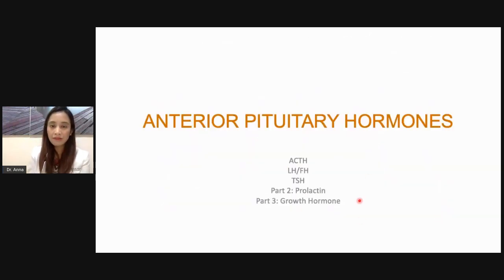So we'll discuss one by one the different anterior pituitary hormones. For ACTH, LH, FSH, and TSH, I'll just briefly go over them, but we will tackle them in different sessions during your endocrine module. In part 2 of this session, we're going to talk about prolactin, and in part 3, we will be talking about growth hormone.